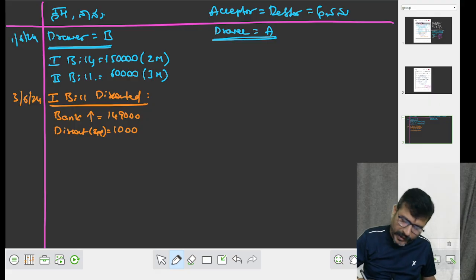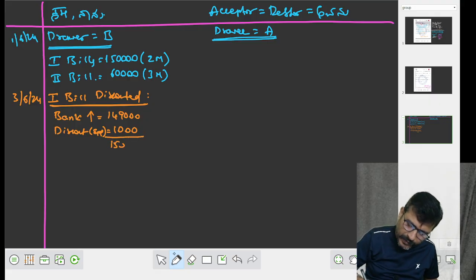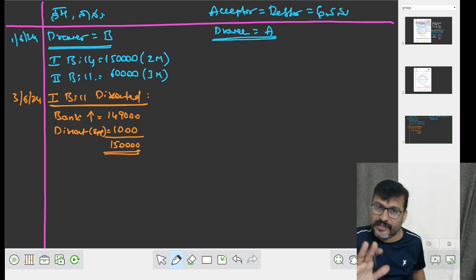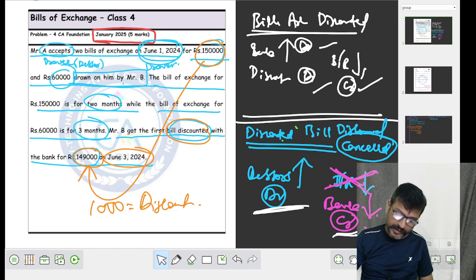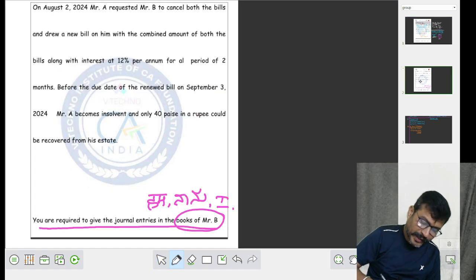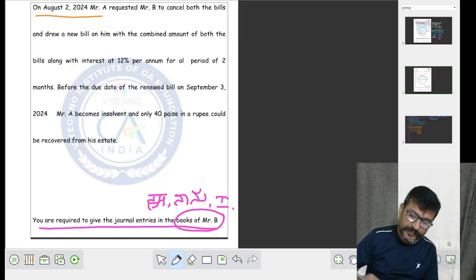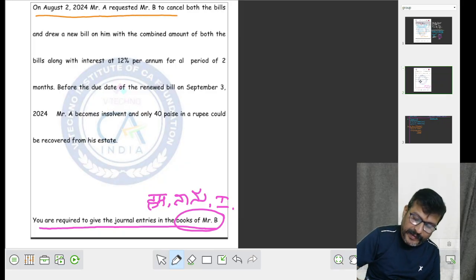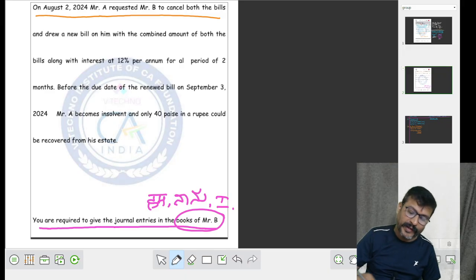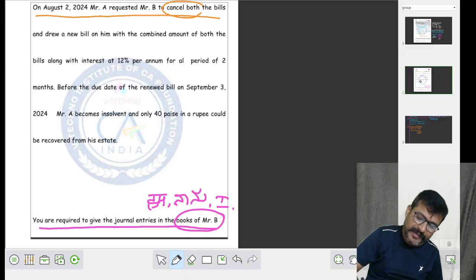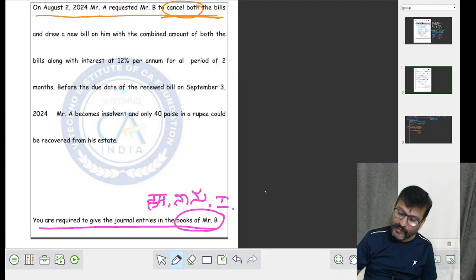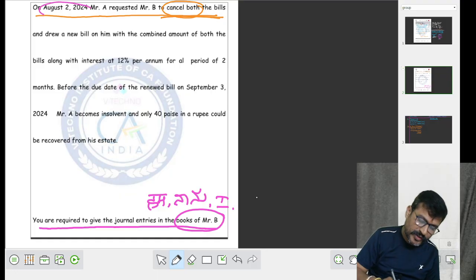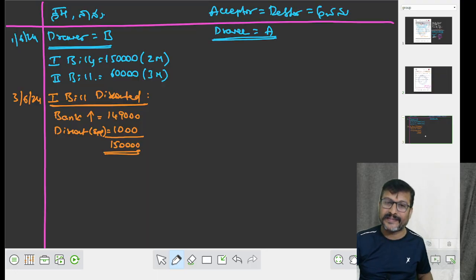ओके कुल मिला के कितना हुआ अब? 1.5 लाख हुआ. फाइन. The bills are discounted. बाद में क्या हुआ देखिए ना, डिस्काउंटेड भी हो गया. On 2nd August 24, Mr. A requested Mr. B to cancel both the bills. When the request was made on August 2nd.